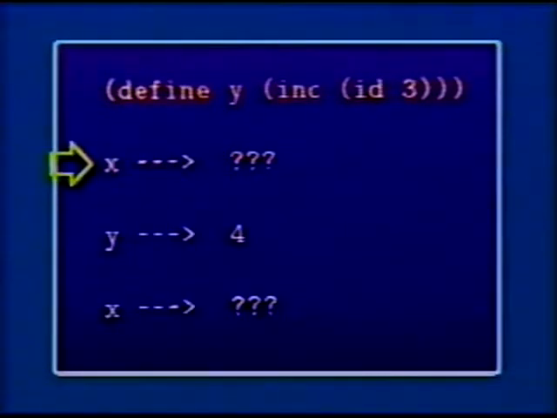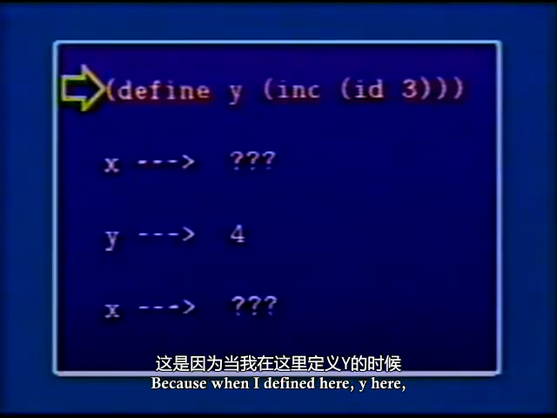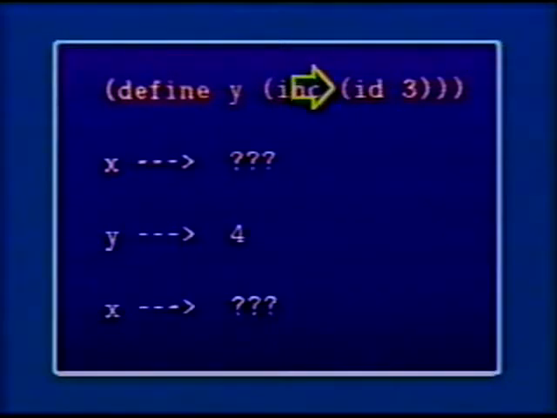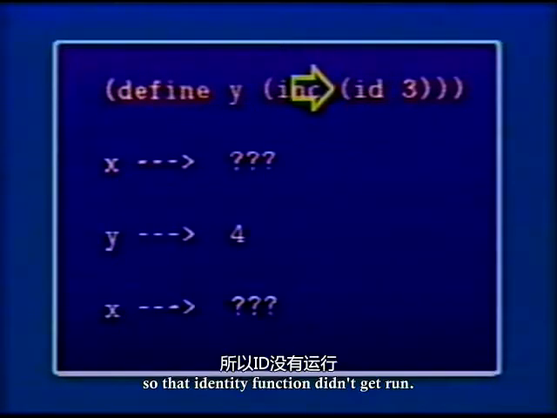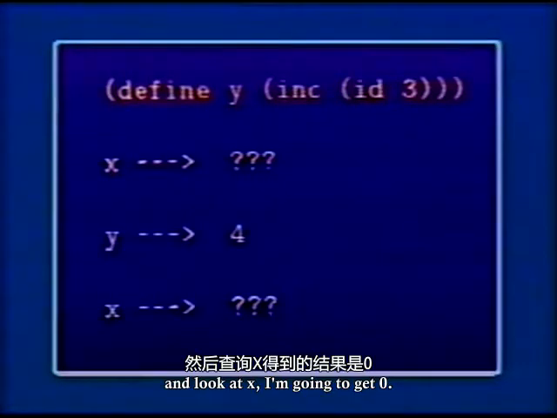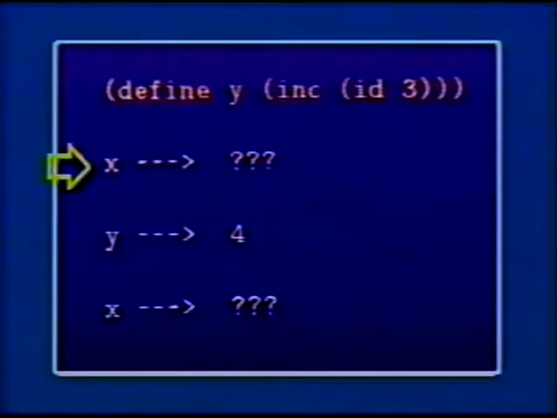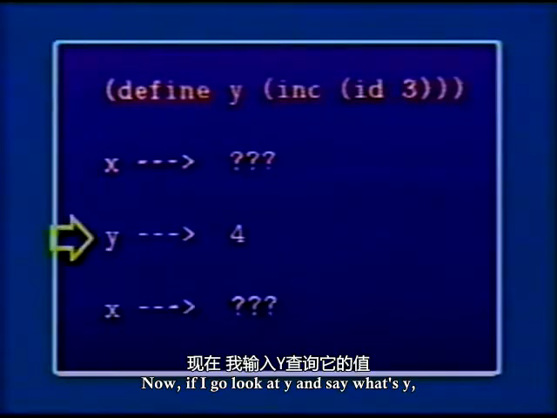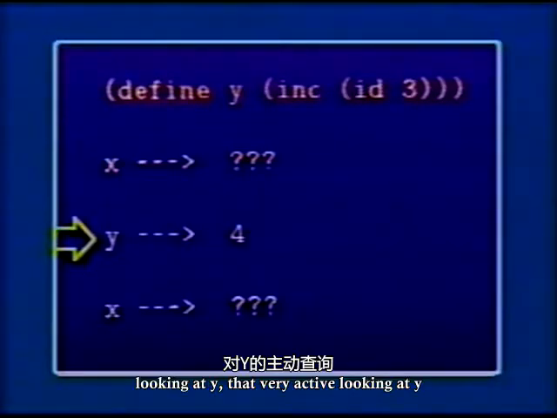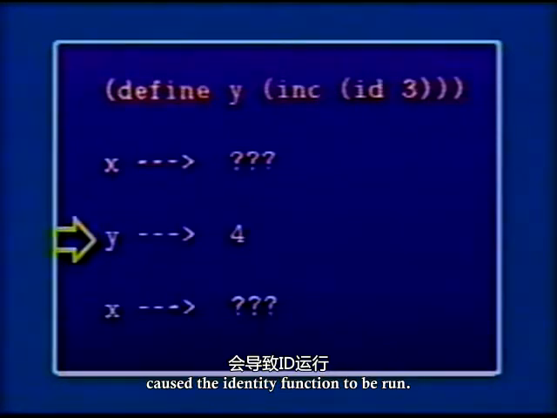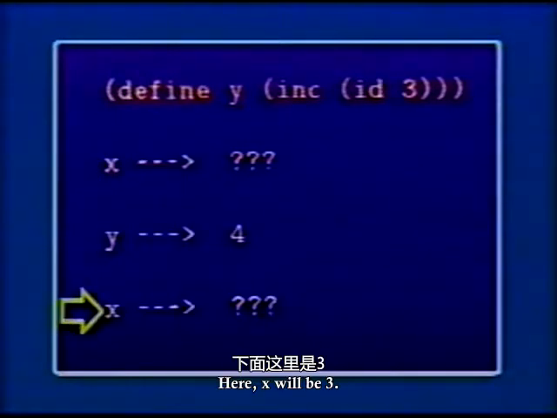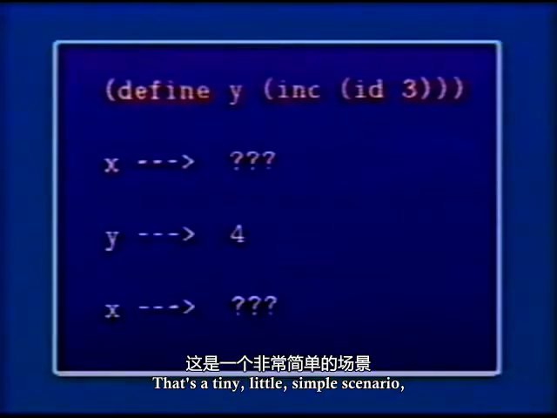But it's not. Because when I defined y here, what I really defined y to be was increment of a promise to do this thing. So I didn't look at y, so that identity function didn't get run. If I type in this definition and look at x, I'm going to get 0. Now if I go look at y and say, what's y? Say y is 4. Looking at y, that very act of looking at y, caused the identity function to be run. And now x will get remembered as 3. So here x will be 0, here x will be 3. That's a tiny little simple scenario.